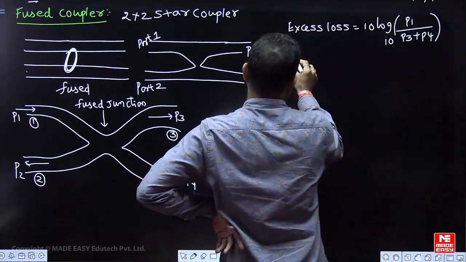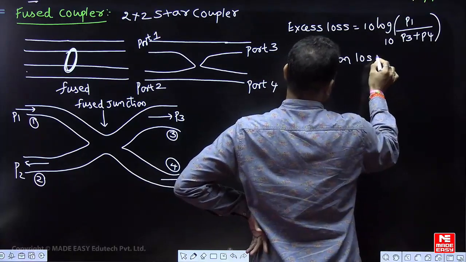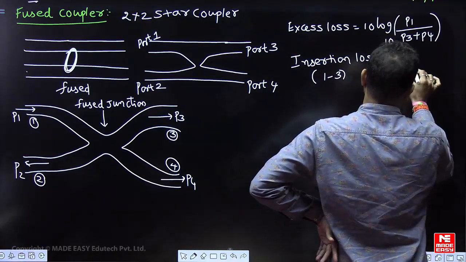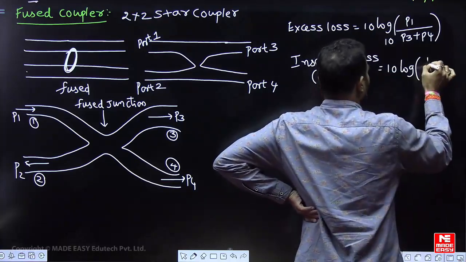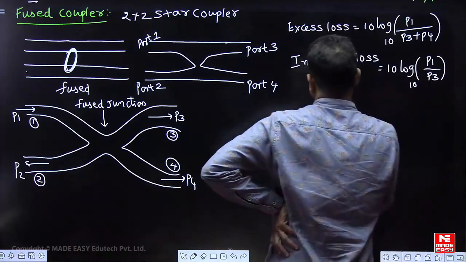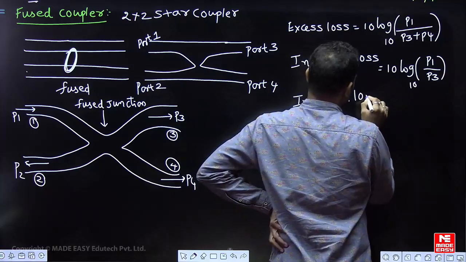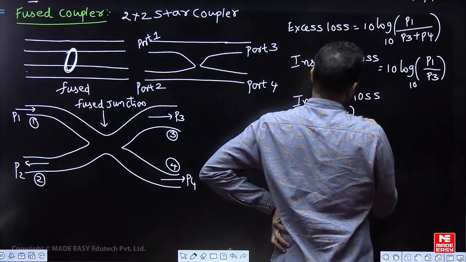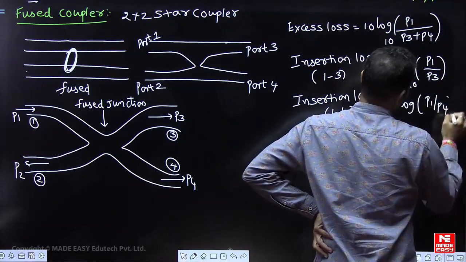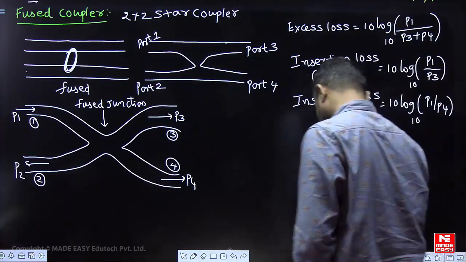Excess loss. After excess loss we talk about the next one, called insertion loss. Insertion loss varies from port to port. I am writing from port 1 to port 3. Come on, tell the formula. 10 into log of insertion loss is equal to P1 by P3 of base 10. Talking about the same insertion loss moving from port 1 to port 4, it is 10 into log of P1 by P4 of base 10.